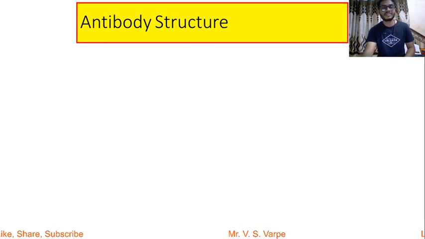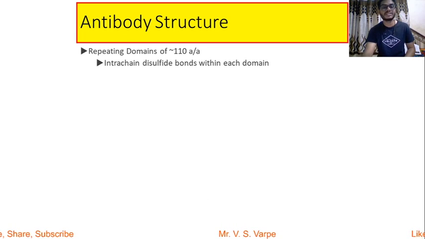This one is a repeating domain. Here one repeating domain is present, and this repeating domain is about 110 amino acids. What is the function of this repeating domain? This repeating domain interchanges disulfide bonds with each domain.